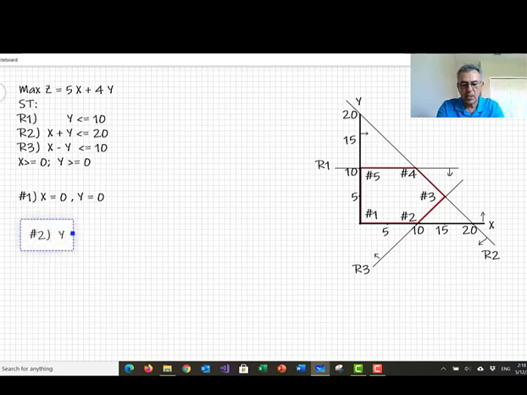As I said, in this case, y is equal to 0. And then we make the third constraint an equality constraint. So in this case, it will be x minus y equal to 10. And then we substitute y equal to 0 in order to obtain the value of x, which in this case will be 10. Therefore, our extreme point number 2 is 10 and 0.